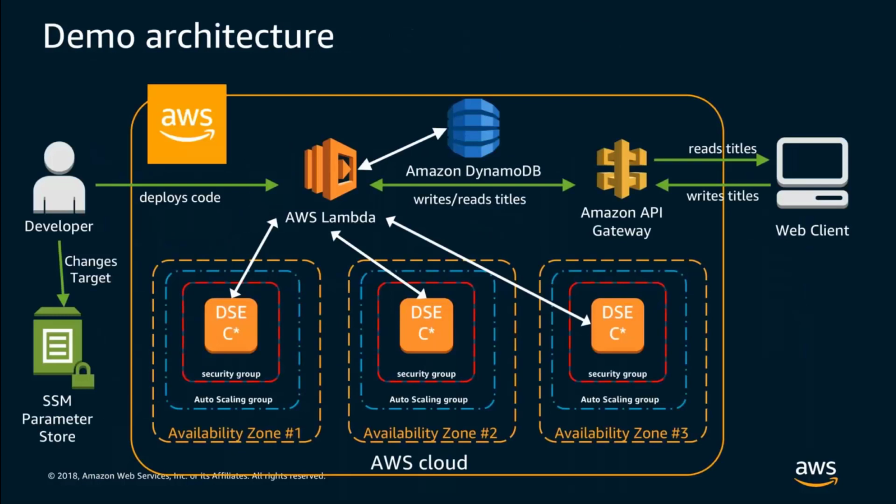In this demo architecture, we have a developer, which is going to be played by me. And I'm going to deploy my code to an AWS Lambda function. And then that Lambda function is backing an API Gateway. So I've got a web client that's reading IMDb titles and writing IMDb titles information, like, say, my favorite movie, one of my favorite movies is Stargate, back in '96, '97. And that's stored in Cassandra and Dynamo.